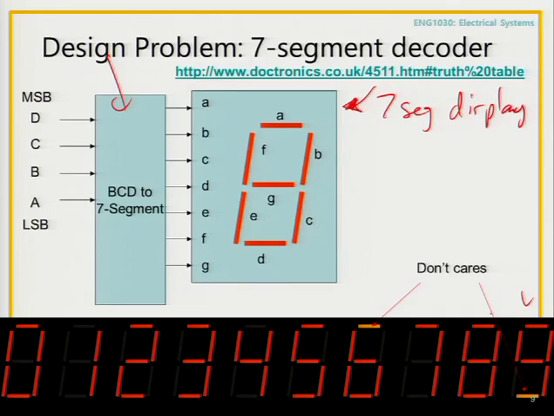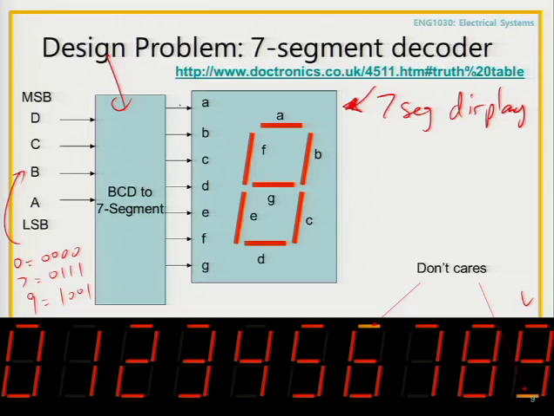And the specification says that we want to represent a number by its binary equivalent. So the number 0 would be equal to 0, 0, 0, 0. The number 7, for instance, would be equal to 0, 1, 1, 1. Number 9 would be equal to 1, 0, 0, 1. Okay? So these are the inputs on D, C, B, and A.